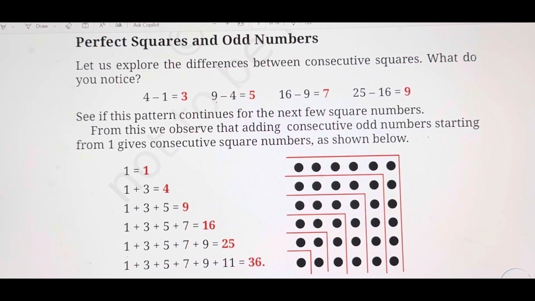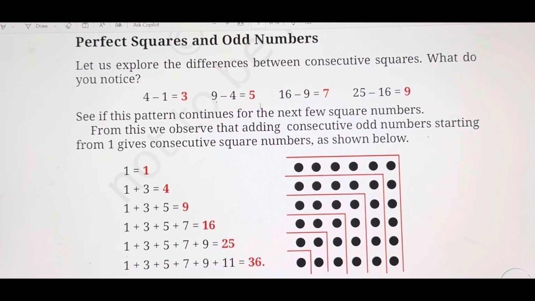In this video, we are going to continue with chapter number 1, A Square and A Cube, of grade 8 mathematics of the new NCERT text, that is Ganita Prakash, which is newly launched. Okay, so perfect squares and odd numbers. In this video, we are going to see how the square numbers are related to the odd numbers, what is the relationship between them.